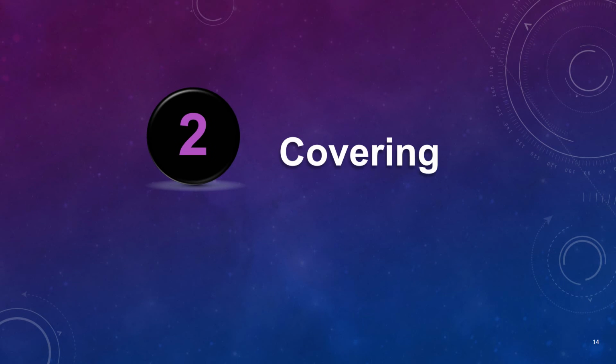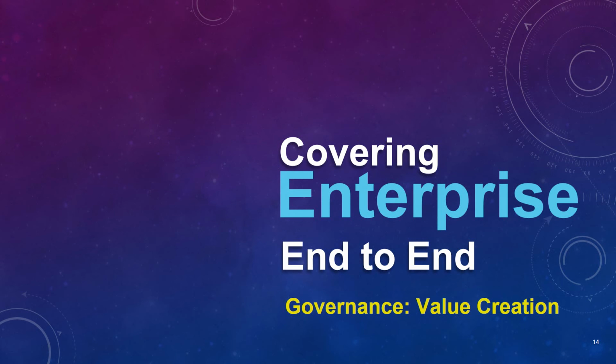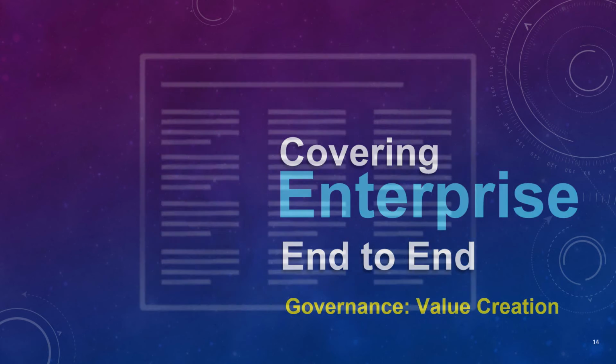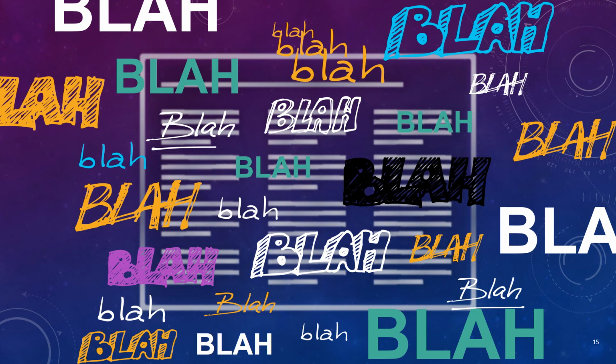The second principle is covering the enterprise end to end. The focus is on value creation through implementing governance. COBIT has a lot of content, so it's important that you are able to drill down and navigate to the specific content so that you can use it as required.